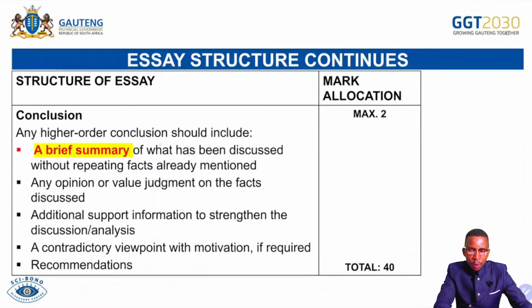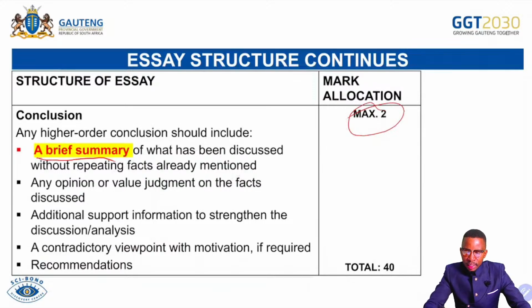So a higher order response or conclusion should be a brief summary of what has been discussed. So do not simply say, in this essay I have discussed this and that. Try to be authentic as you answer in your conclusion. Try to be critical so that you will be able to obtain 2 marks. Try to bring your recommendation or criticize wherever there should be a criticism in the way in which things are done in that particular topic related to South Africa. So you need to be critical as you answer, which will give you a maximum of 2 marks, and then you will be getting your 40 marks in your essay.